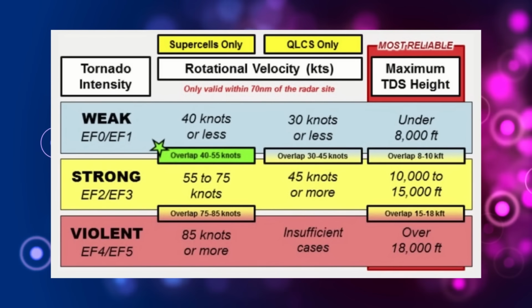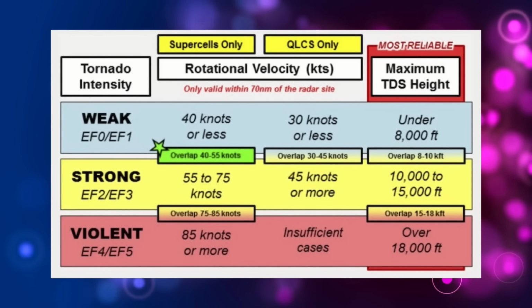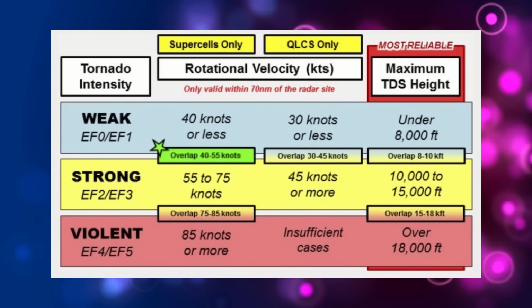TDS heights is a useful parameter that can determine whether or not a tornado is likely violent while it's ongoing, and I think that's the best bet we got right now.